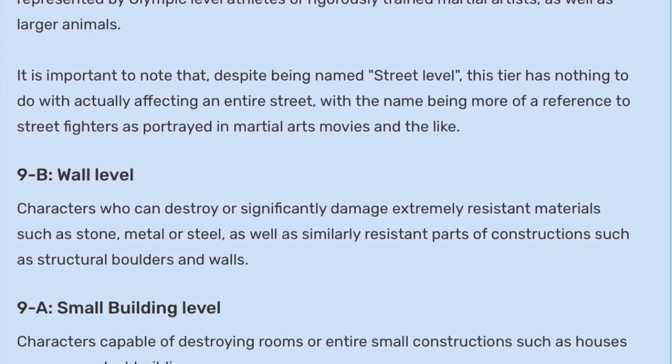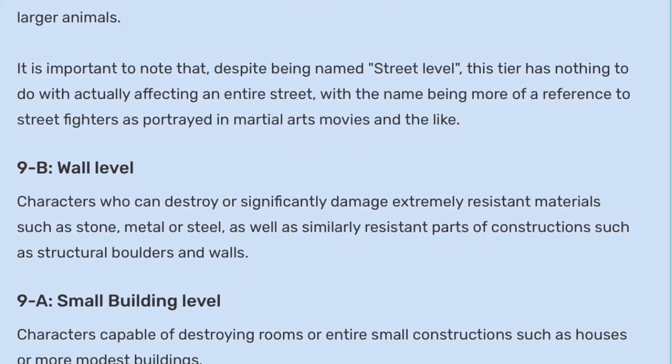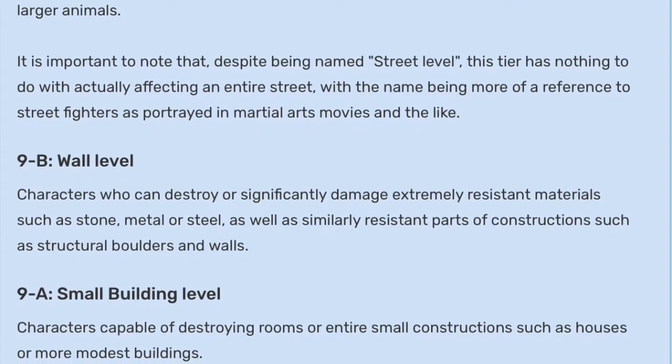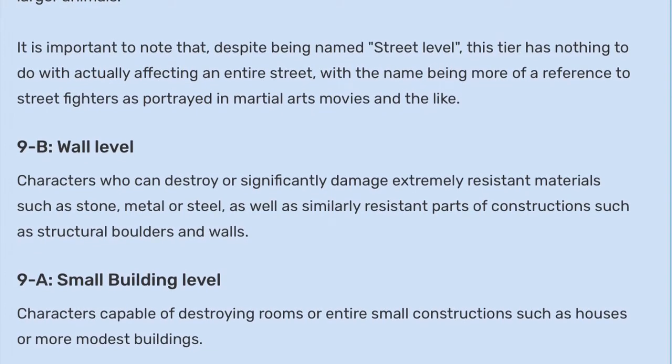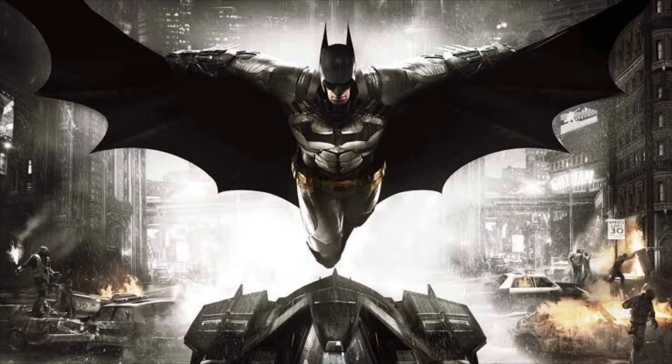Maybe. And then there is 9A, which is small building. You can destroy a small house or like break a car. You can see these abilities in Batman. I'm talking about Batman's physical strength is about 9A. Not talking about his tactical abilities and stuff. That would make him too powerful. But we're talking about power right now. And that makes Batman a really good example for 9A.